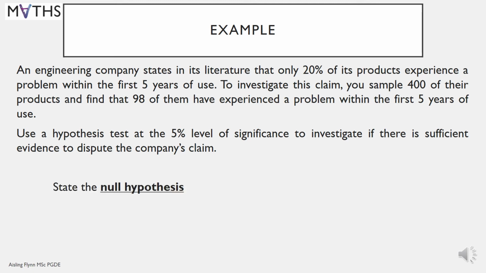So first step in the procedure is to state the null hypothesis. So this is what needs to be tested, and that is H0. And it is saying that 20% of products experience problems in the first 5 years of use. So 20% is the figure we're testing. Or we can write it in mathematical terms. We can say that P is equal to 0.2, where 0.2 represents 20%, and P is the population proportion.